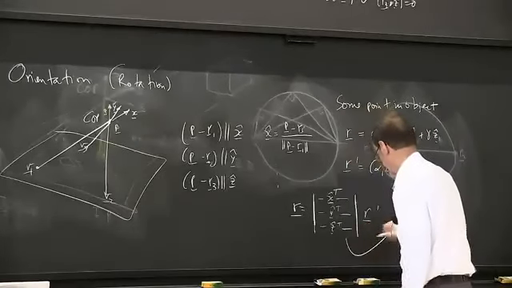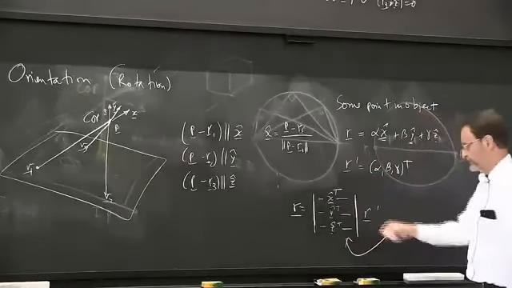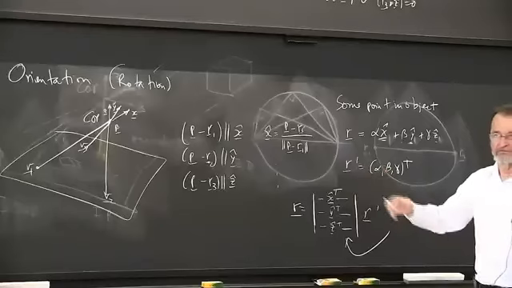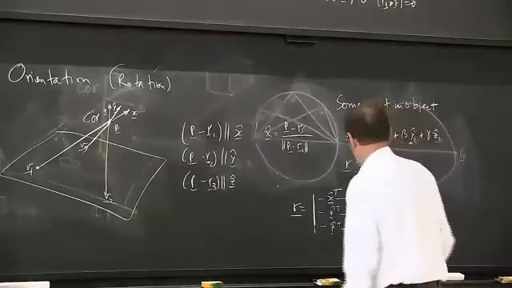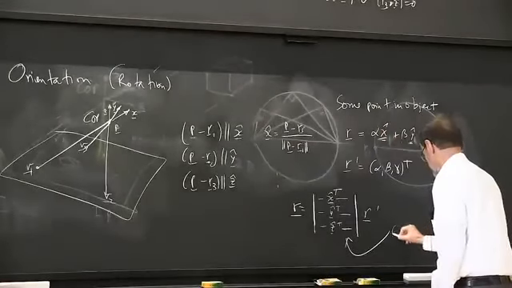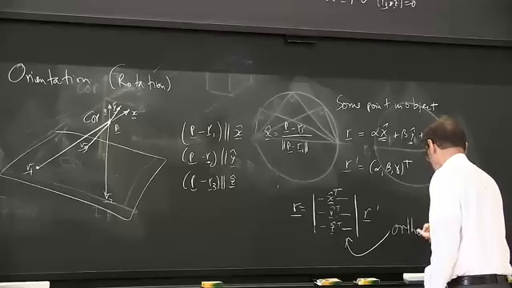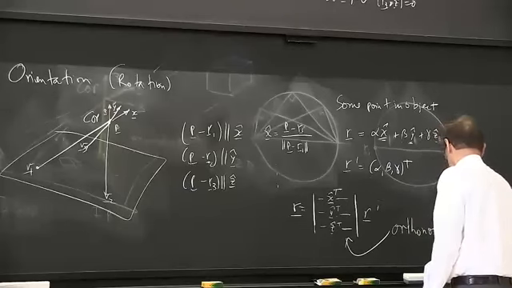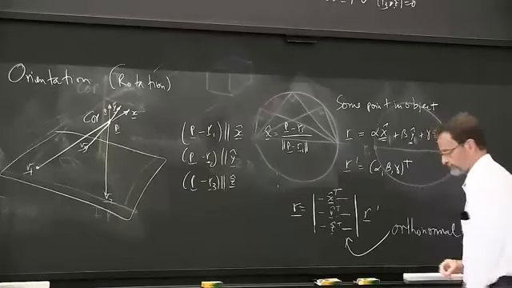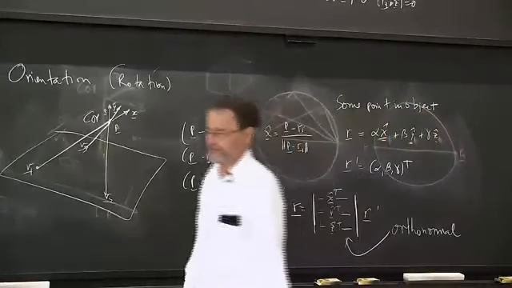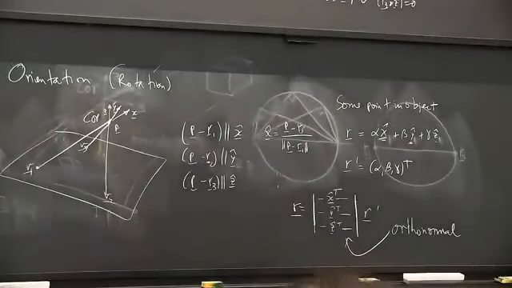So that's my transformation between the 2 coordinate systems. And we'll be doing more of this, so don't panic. That's a very important matrix, and it represents the orientation of one coordinate system relative to the other.